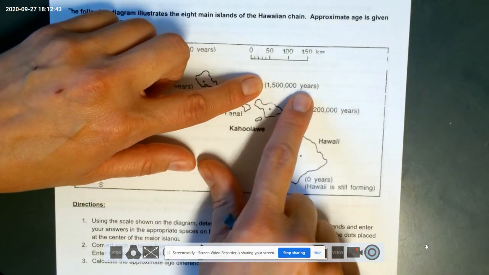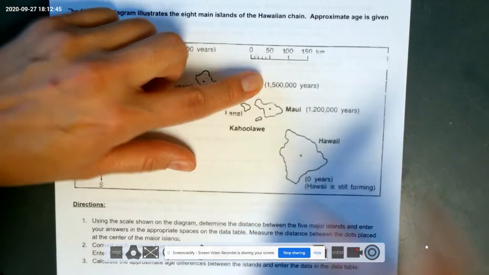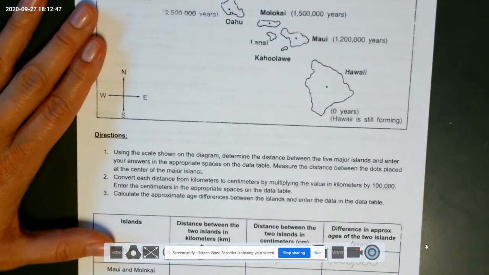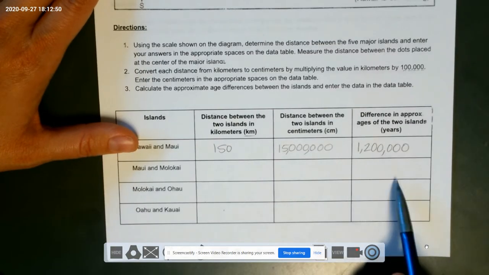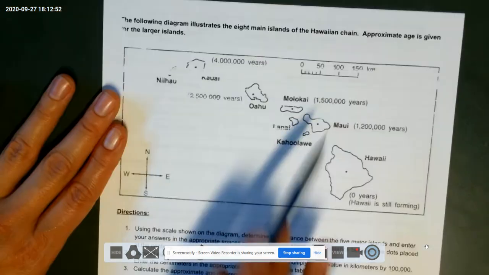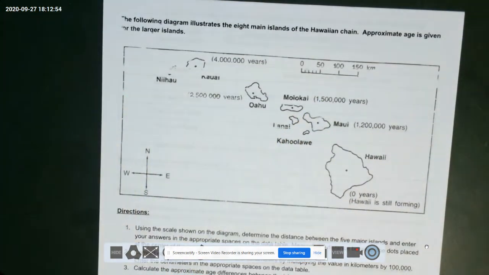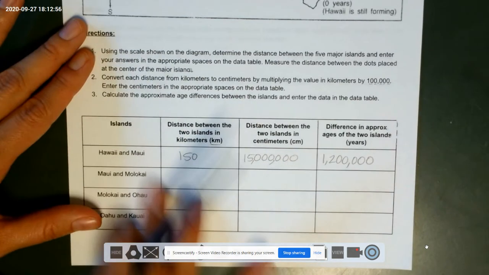So 1,500,000 minus 1,200,000, that's going to give us the difference in age of Maui and Molokai. So you have to subtract the differences in ages. Okay, so you're going to want to fill out that whole data table, and I will let you do that on your own.